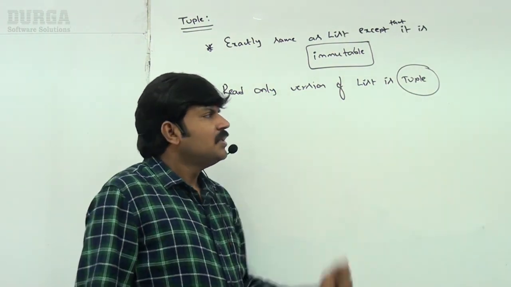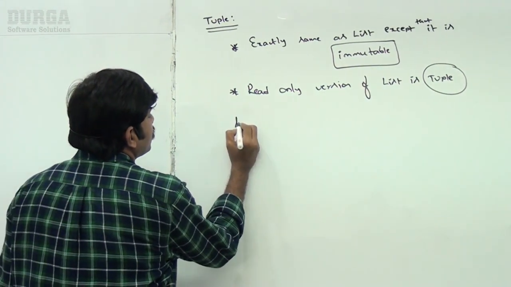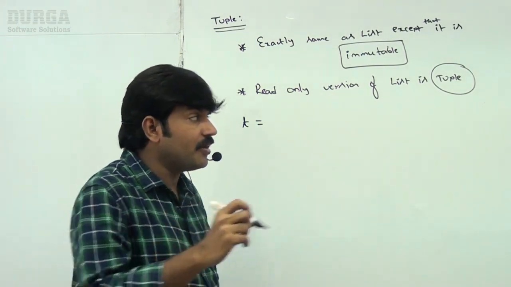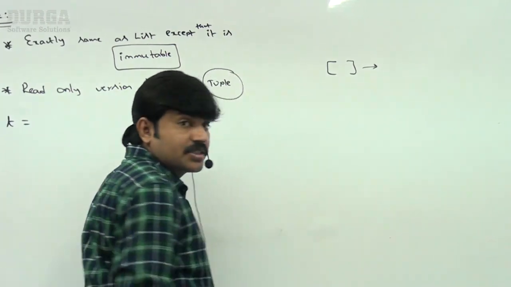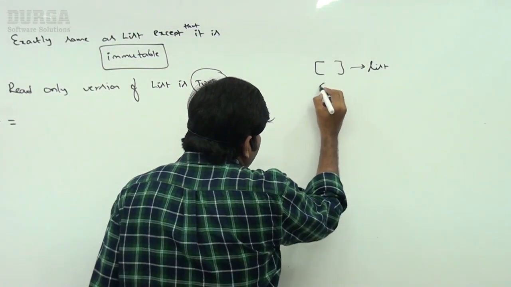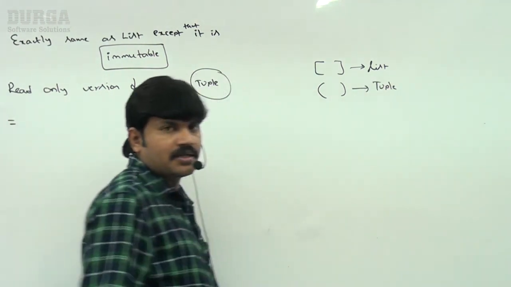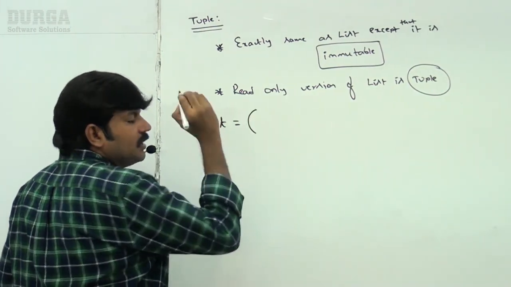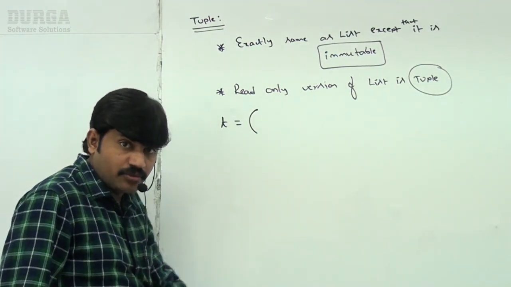Now, how can you represent a tuple? Very simple. In the last video I told you, have you remembered? Square bracket notation is meant for what? The list concept. Parenthesis notation is meant for what? The tuple concept. So you can represent a tuple by using parenthesis notation.